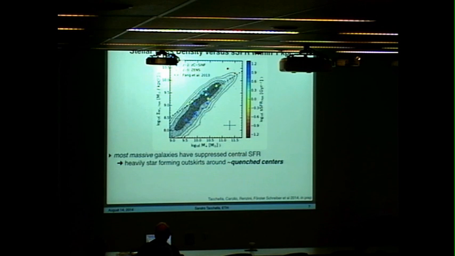Now, when we look at the specific star formation rate within 1 kiloparsec, we actually find that the specific star formation rate of these galaxies is heavily reduced. So they are not really actively forming stars anymore in their center. So this implies that their star formation is actually mostly in their outskirts. So they are not really forming any more stars in the center. Mostly the star formation is happening in the outskirts.